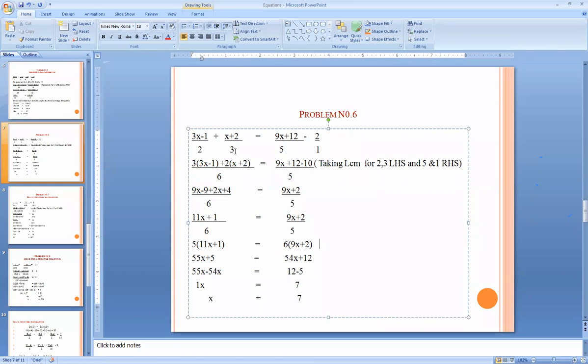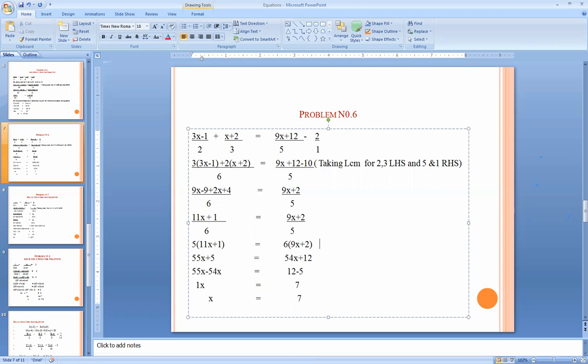Again, this 6 should be divided by 3. 3 2s are 6. By whichever denominator we have divided, the quotient value is to be multiplied with the concerned numerator. 3 2s are 6, so 2 into the numerator value x plus 2 equals.